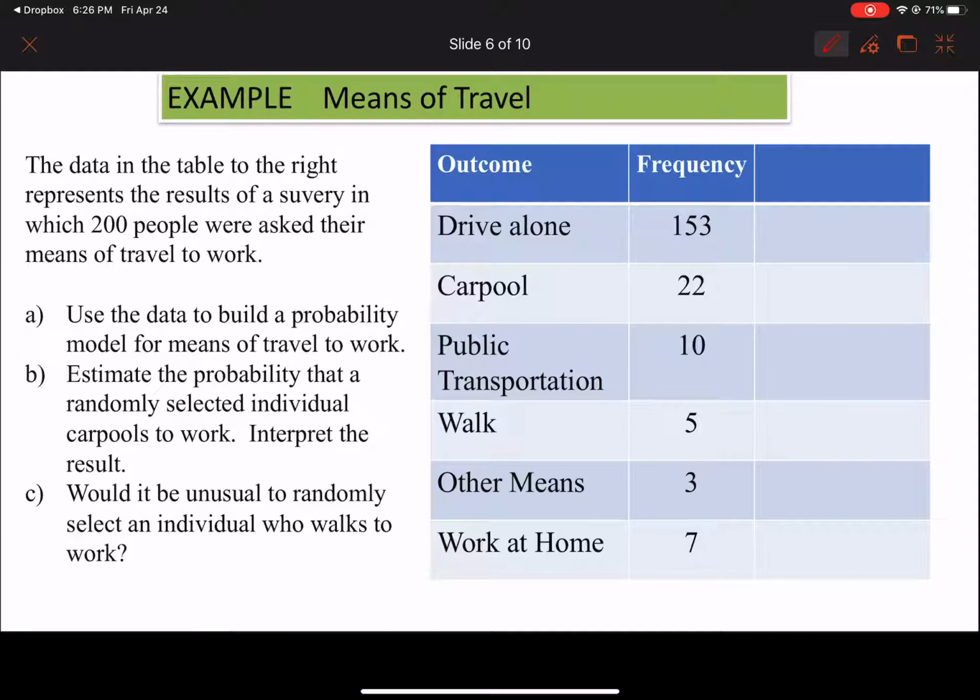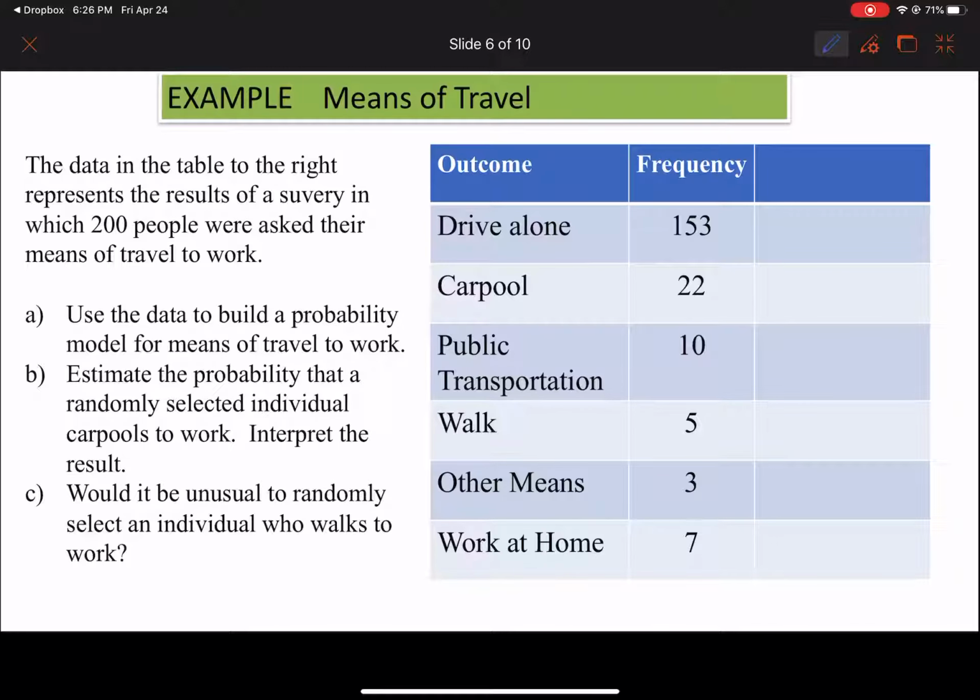Okay, so this one I'm going to have you build this probability model. So this is about how 200 people were asked their means of travel to work. So a sample of 200 people were polled to determine how they get to work. So I would like you to use this data to build a probability model for the means of travel to work. Estimate the probability that a randomly selected individual carpools. Interpret the result. We'll talk about that. And would it be unusual to randomly select an individual who walks to work? So I would like you to pause this and complete this probability model on your own, and then come back and we will do it together.